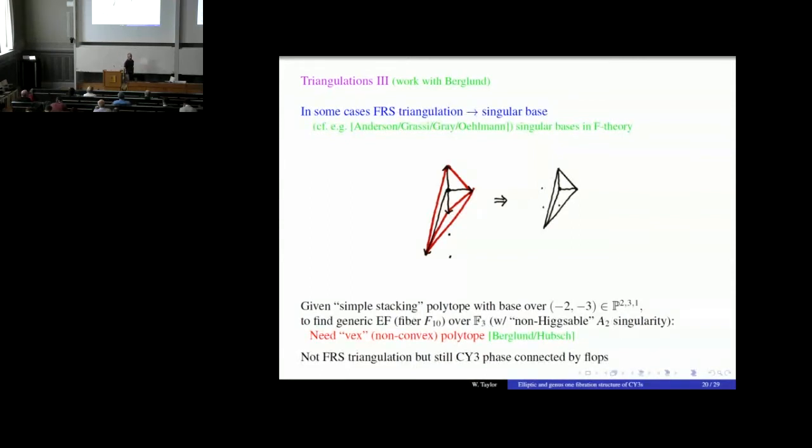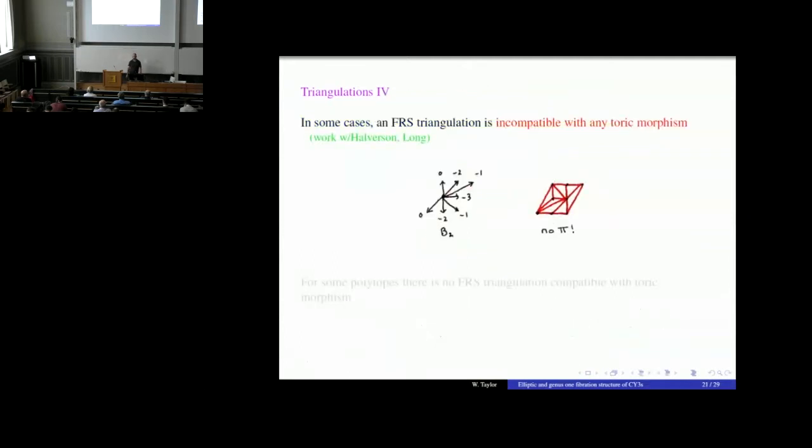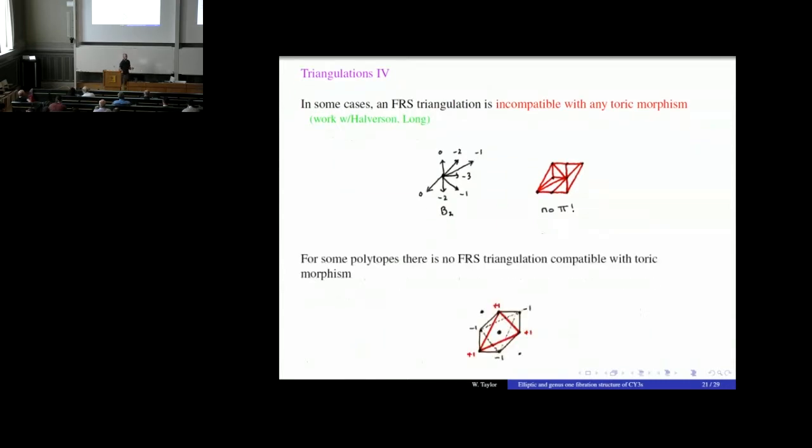So this actually, I think, resolves this part of the story in a very nice way. Things can get worse. There are some cases in which there's an FRS triangulation which is incompatible with any toric morphism, whether the base is singular or whether it's non-flat. And in some cases, there's no FRS triangulation at all that's compatible with a toric morphism. Here's a simple 3D example which is easily generalized to 4D.